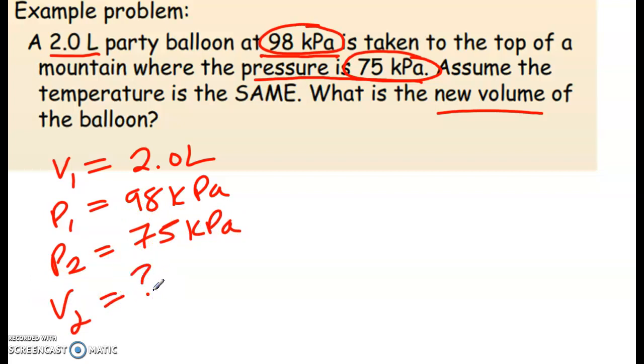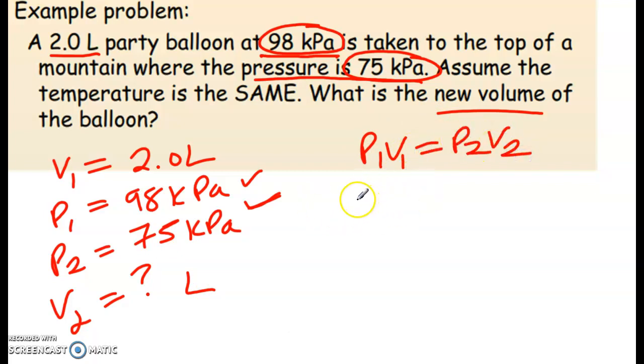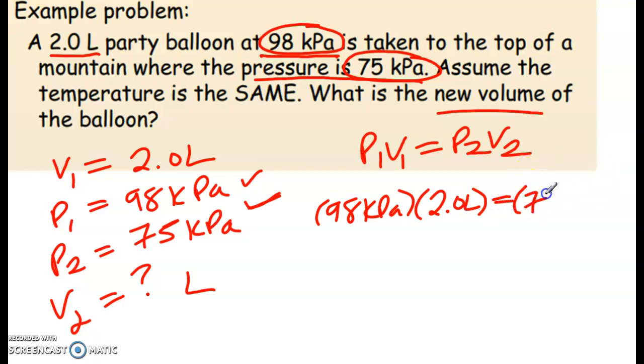So one thing you want to check is to make sure that your units are consistent. So both of them are in kPa. We have our volume in liters. That means that this final answer will also be in liters. Right? So our formula is P1V1 is equal to P2V2. And we're simply going to plug in. So you can plug in before or after, but you're going to get the same result no matter what. So we have 98 kPa times 2 liters is equal to 75 kPa times V2, right? So to get V2, we need to divide by the 75 to get the V2 alone.